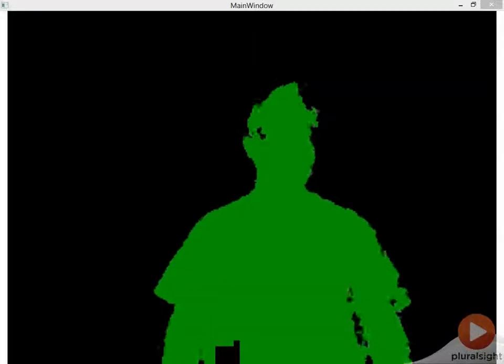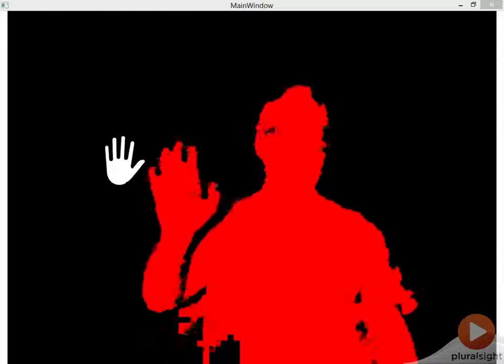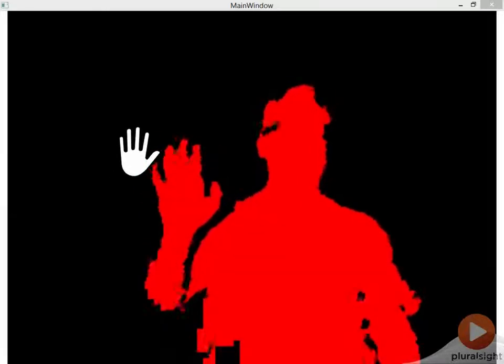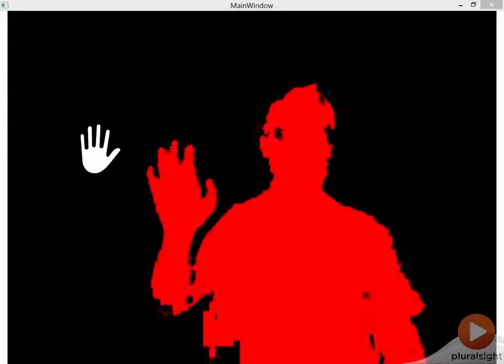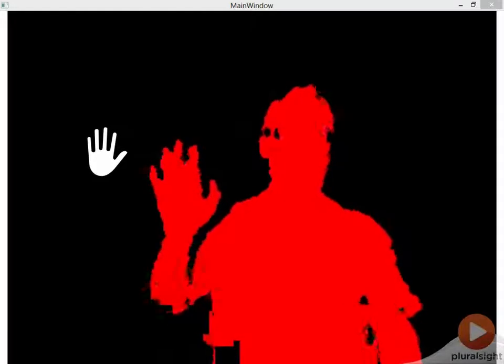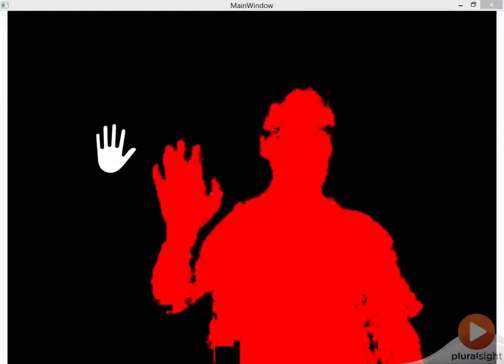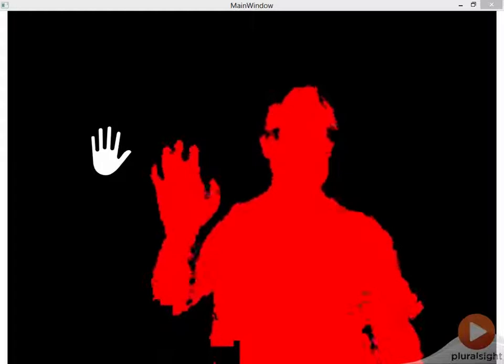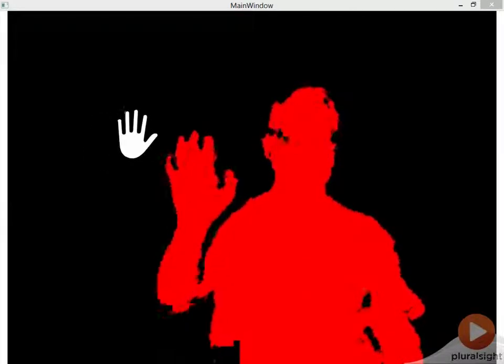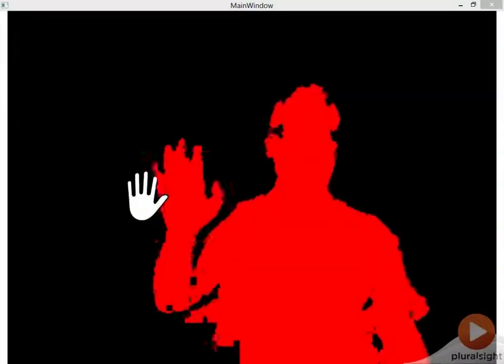Now that you can see me, and you can also see a hand cursor, it is time to dig a little bit deeper into the concepts of Kinect interaction. As you know, Kinect interaction is essentially a way to turn your hand into a pointer device. This is called hand tracking.